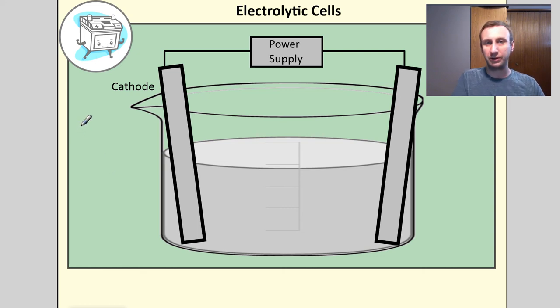So let's say we were looking at the electrolysis of sodium chloride aqueous. This would be an obvious choice if you wanted to get hydrogen gas from water through the electrolysis of water. You might think, okay, well, I need an electrolyte in there. Let's just put some salt in and see what happens.